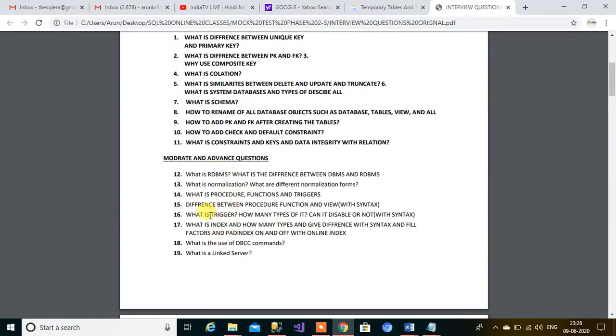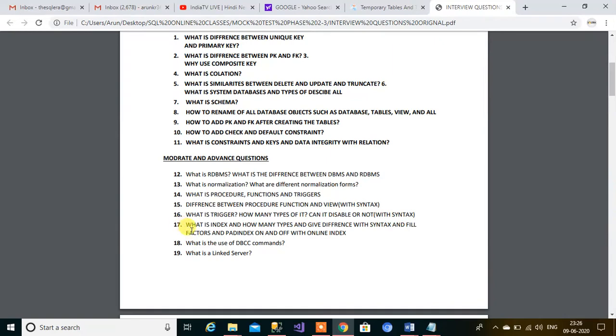Database objects, and then the difference between a procedure and a function. This is a very important question. Whenever you attend interviews, the interviewer will definitely ask you about this. And in question number 16, you can see what are triggers, how many types of triggers, and how you can disable and enable triggers with the help of syntax as well as through the GUI.